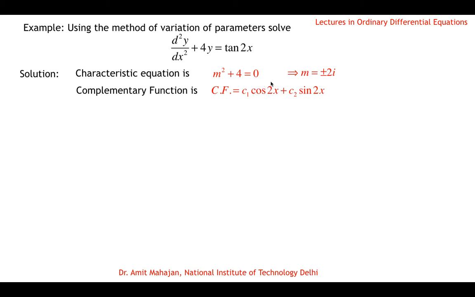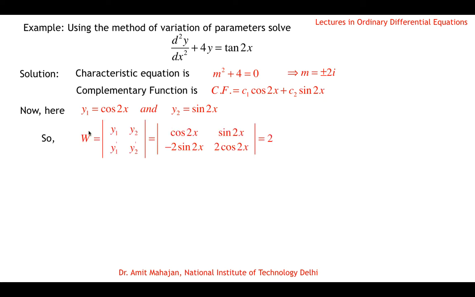And cos 2x and sin 2x are two independent solutions of this, so we can write that y1 is cos 2x and y2 is sin 2x. So we can calculate the Wronskian W as the determinant of y1, y2, y1 dash, y2 dash. Okay, so y1 is cos 2x, one of the solutions, and y2 is sin 2x, the second solution here. And then because y1 and y2 are known, cos 2x and sin 2x, that's the first row.